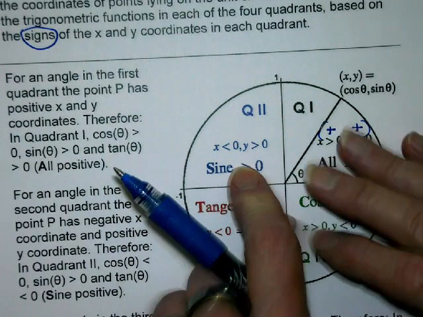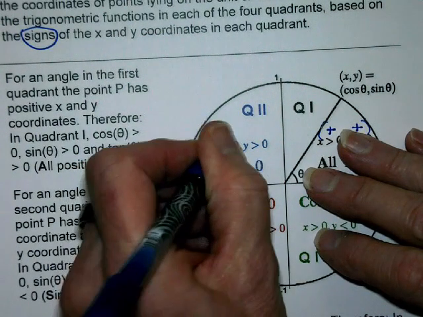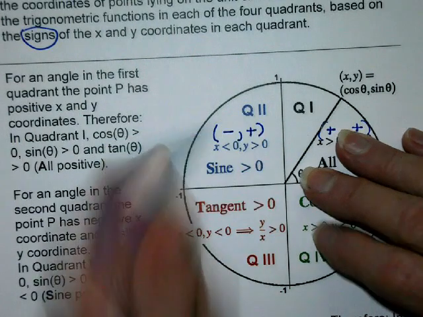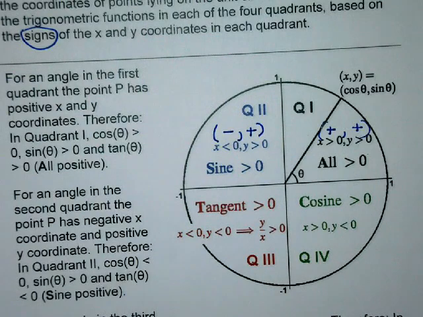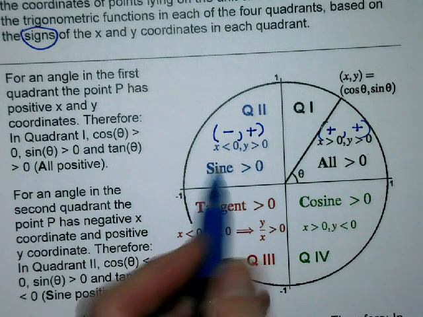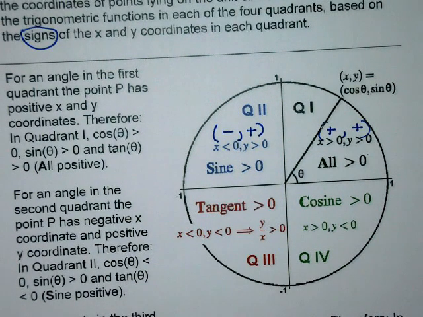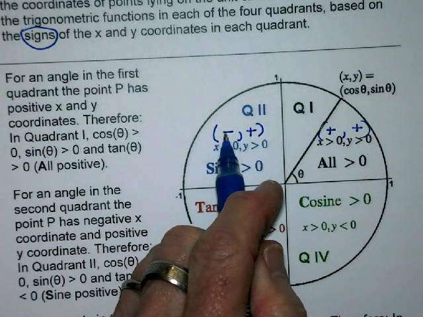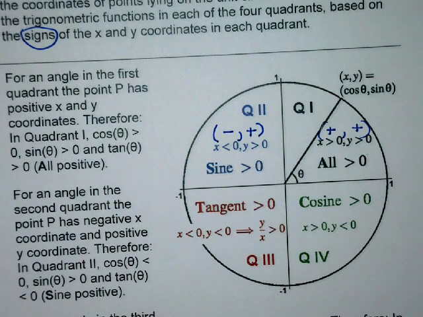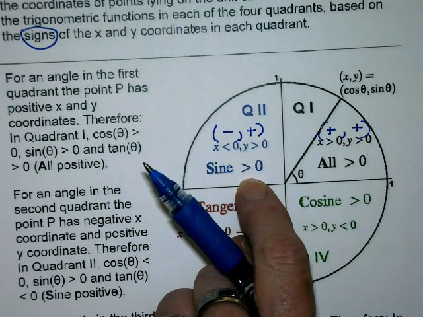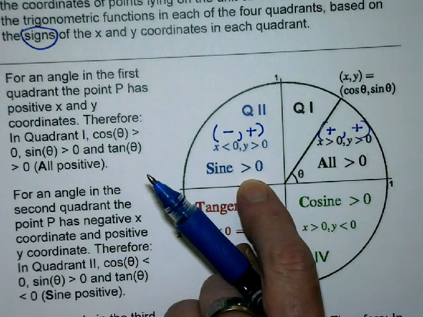In the second quadrant, since the ordered pair goes negative, positive, they're just talking about the positive results. The sine is positive. That's this one. But the cosine's negative. And when I take a positive divided by a negative, I get a negative. So that's why they didn't talk about those. They're only talking about the positive answers.